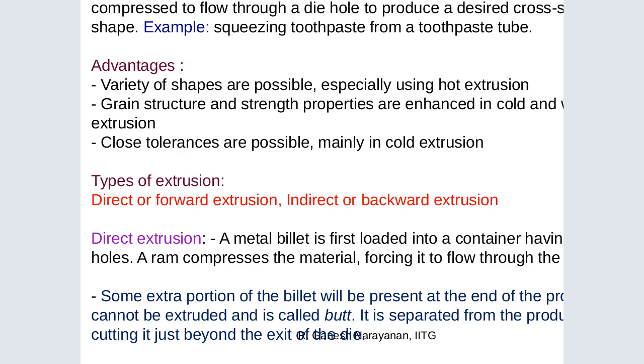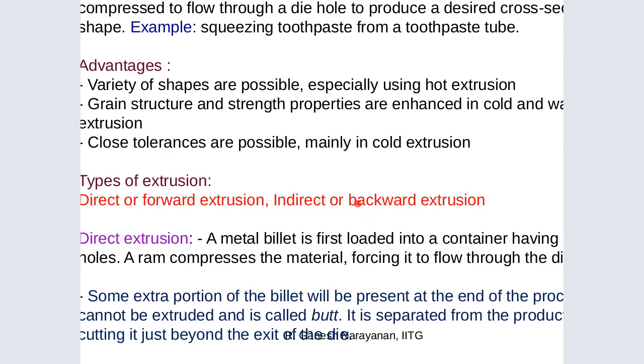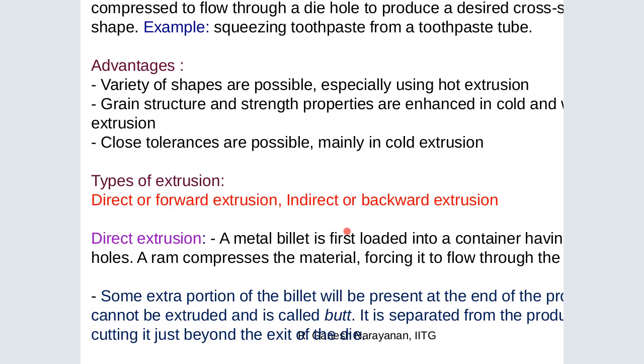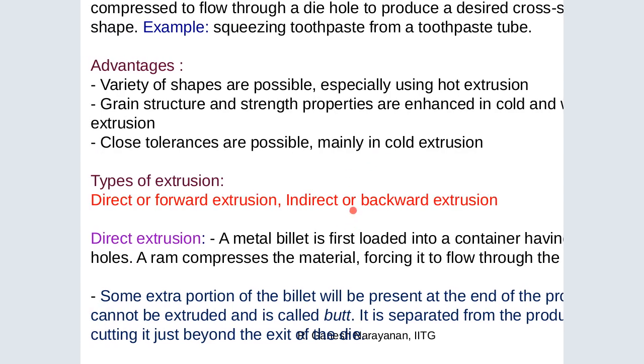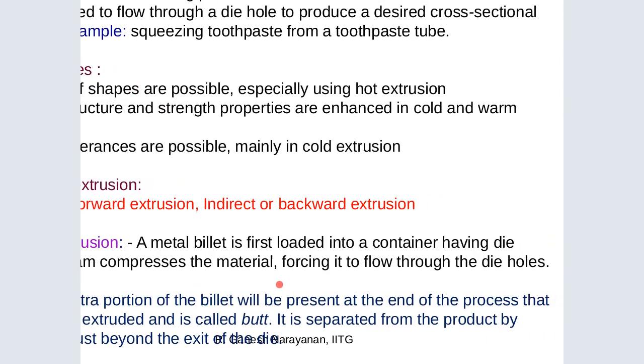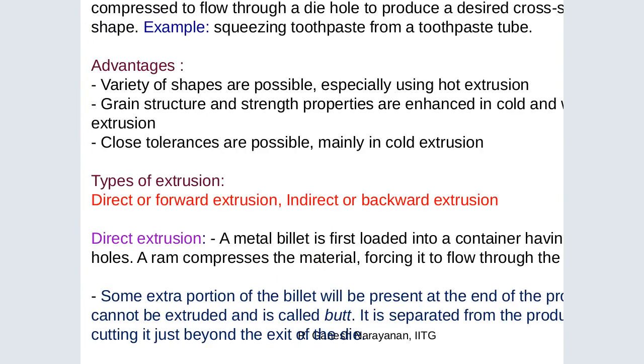Advantages. A variety of shapes are possible, especially using hot extrusion. Grain structure and strength properties are enhanced. In cold and warm extrusion, close tolerances are possible, mainly in cold extrusion. The types of extrusion are direct or forward extrusion, and indirect or backward extrusion.